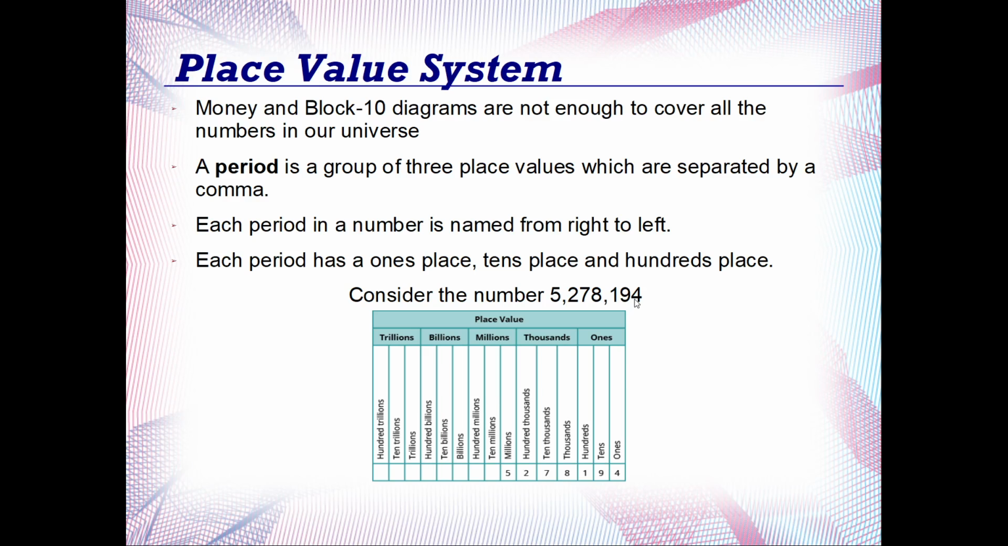Let's take a look at this more in depth. The ones period has the values 1s, 10s, and 100s. Then the next period is thousands, and again we have 1,000s, 10,000s, and 100,000s. The next period is the millions period, which has 1 millions, 10 millions, and 100 millions. This continues in the same pattern. The next period is billions, and the next period is trillions.